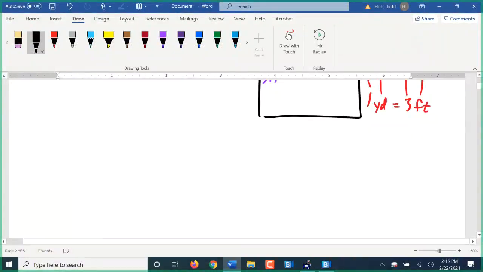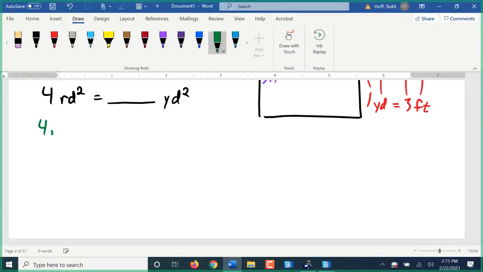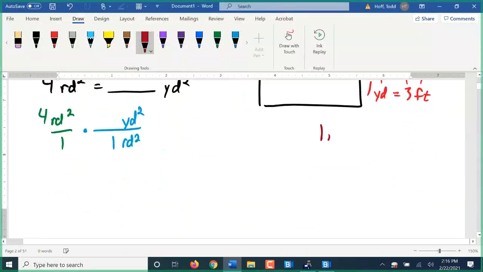What if we have 4 square rods, and I want to convert that into square yards? Let's just start setting this up first. Start out with our 4 square rods. We're going to have square rods on bottom, square yards on top. Now a rod's bigger, so we put the 1 square rod there. How many square yards are in a square rod? Well, we know 1 rod equals 5.5 yards.